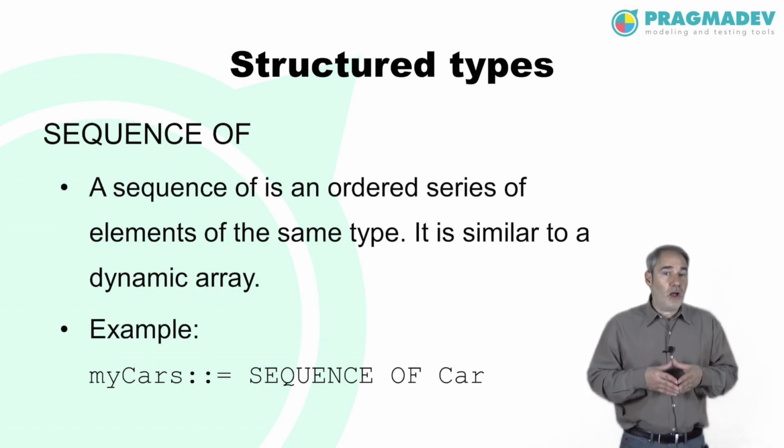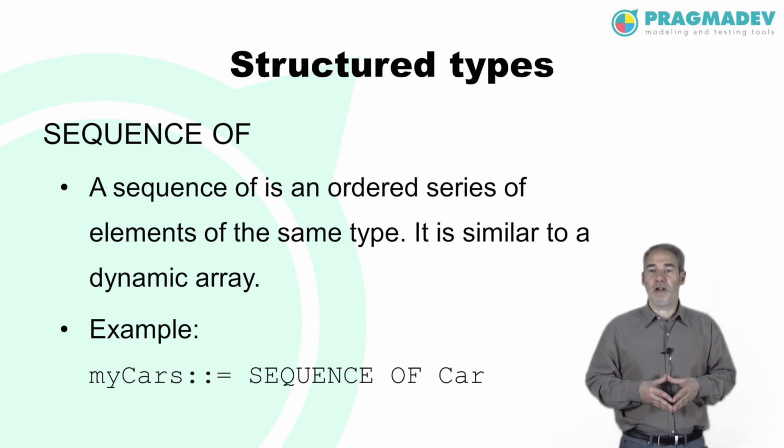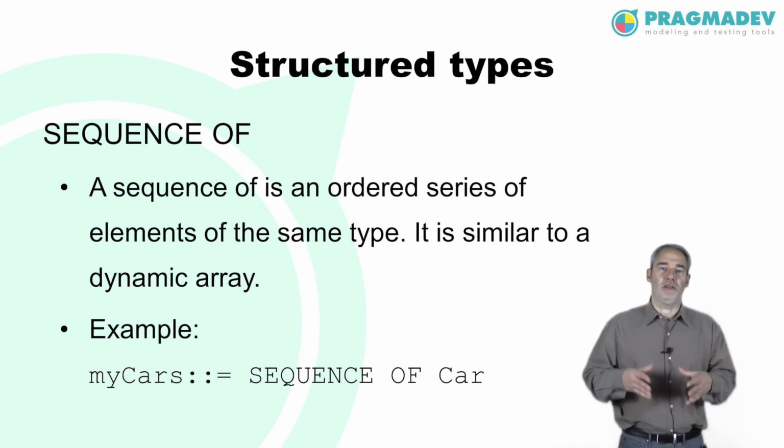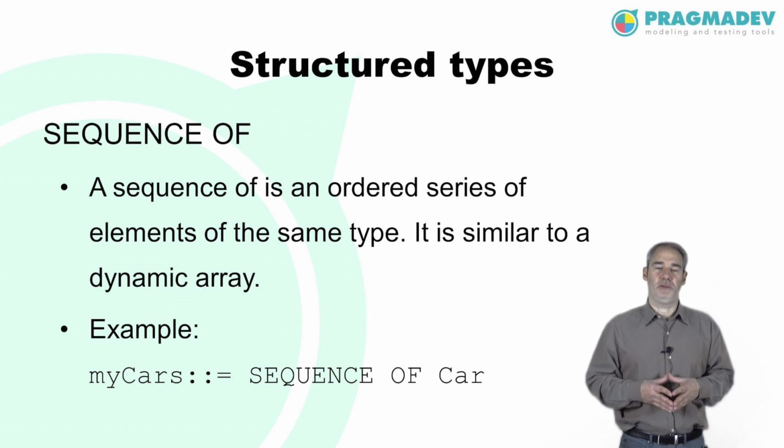A sequence of is very different from the sequence type, as it is an ordered series of elements of the same type. It is similar to an array. Here is an example where my cars is a sequence of car, and car is a sequence with different elements.